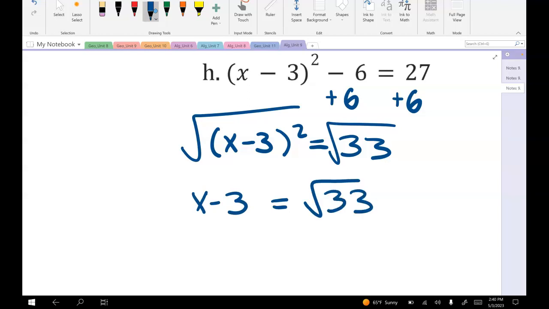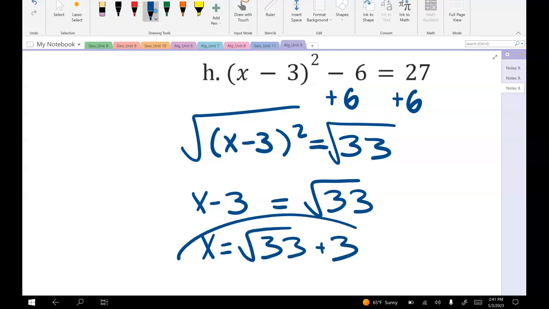X isn't by itself yet, so to get it by itself, we would have to add the 3 over. So x would be equal to the square root of 33 plus 3. This doesn't look like a number right now, but I promise you that it is. Again, this is an exact answer. We're leaving it here for simplicity's sake. Later on in the chapter, when we get to more specific problems, we'll use decimals instead of using our square root symbol.